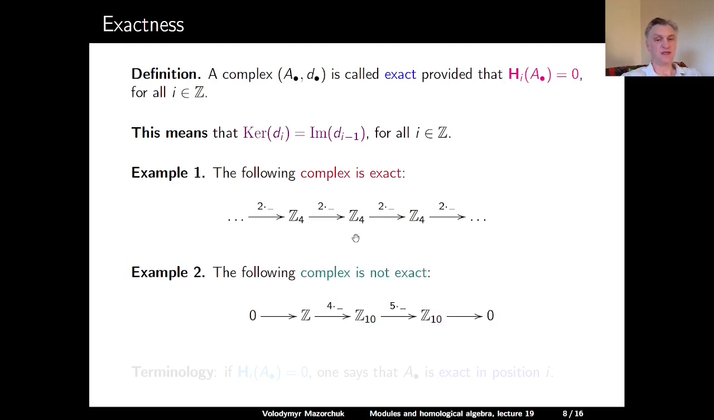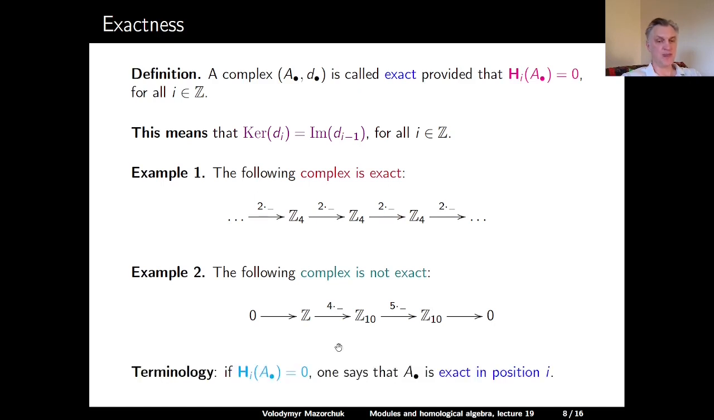Example 2. Here is an example of a complex which is not exact. This was our second example of a complex, where we had 3 non-zero positions. The first one containing Z, and then Z10, and then Z10. The first differential is multiplication by 4, and the second is multiplication by 5. Here we saw that we have non-zero homology at position 0, which was 5Z, and also non-zero homology at position 2, which was Z5. So this complex is by definition not exact.